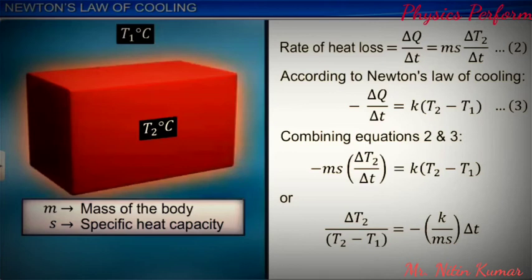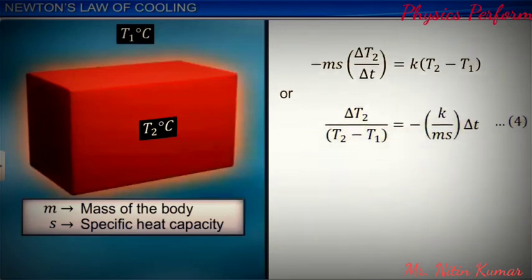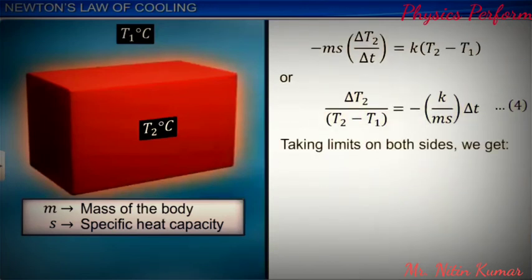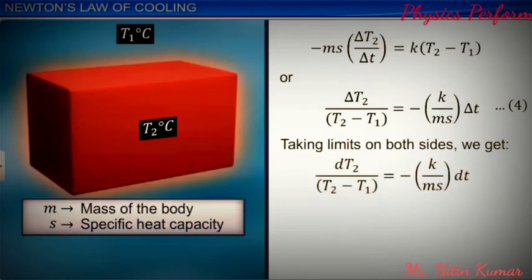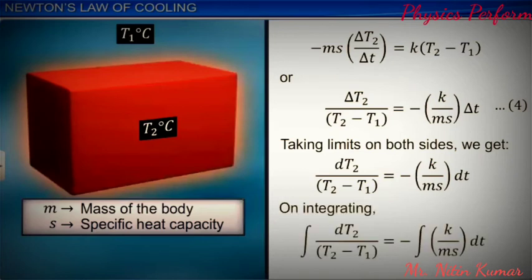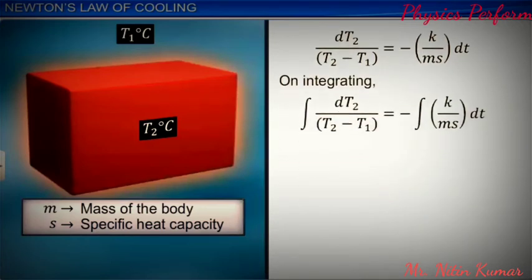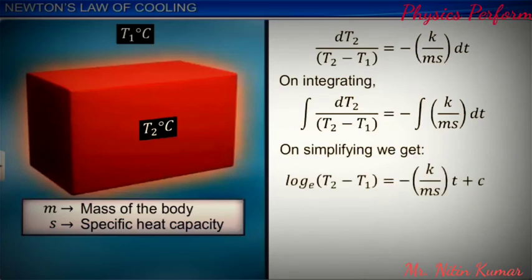Let this be equation 4. Taking limits on both sides, we get dT2 by T2 minus T1 is equal to minus K by Ms into dt. On integrating this expression on both sides and simplifying, we get log to the base e (T2 minus T1) is equal to minus K by Ms into T plus C. Let this be equation 5.